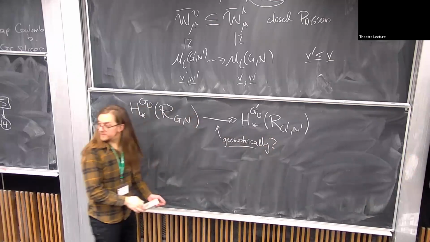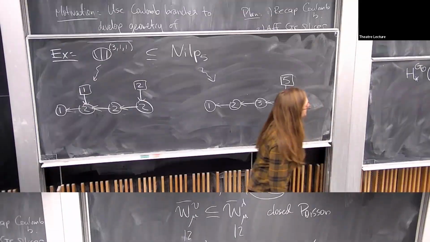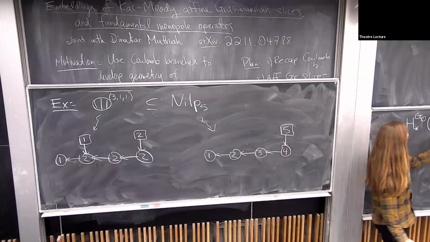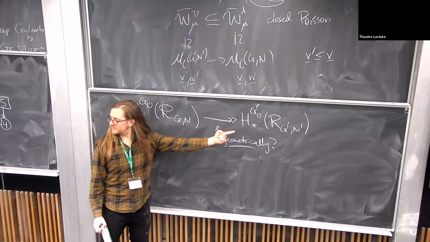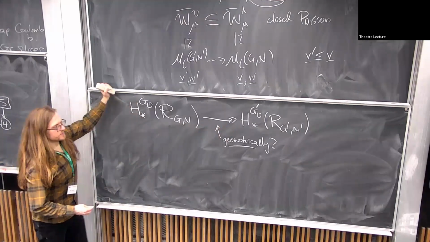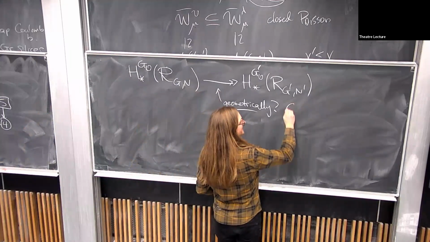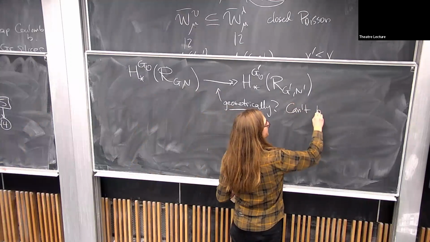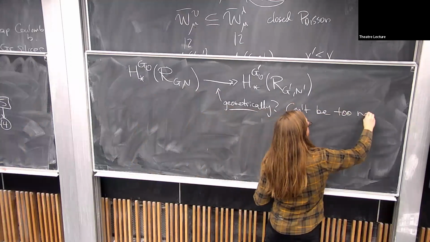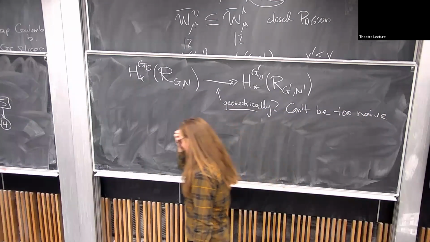So I was going to mention, you might hope to produce this geometrically. We're dealing with topological sorts of things. Maybe there's some way of taking a correspondence between this and this, something like that. But I just wanted to point out that this isn't what we do, and we don't know how to do this. It can't really be too naive. It can't be anything too straightforward.